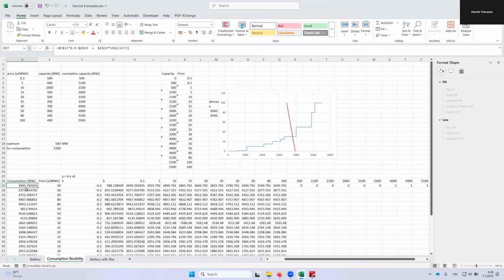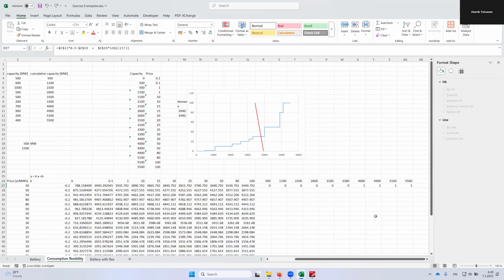If we have consumption over, let's say, 4,200 and add flexibility of 1,000. Yeah, so it changes this one. And if we don't have any flexibility, then it's going to be this 1, 2, 3, 4, 5, 6, 7, 8 asset. So let's return this one back there.